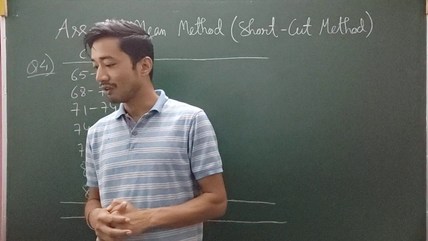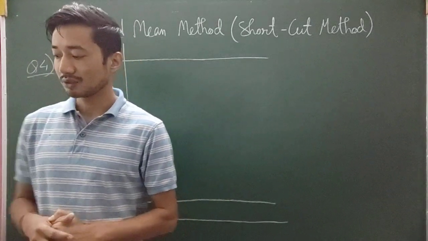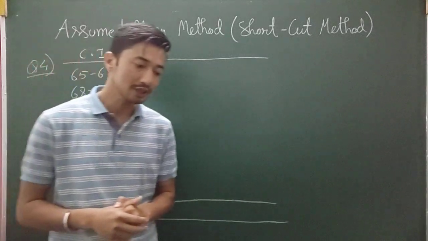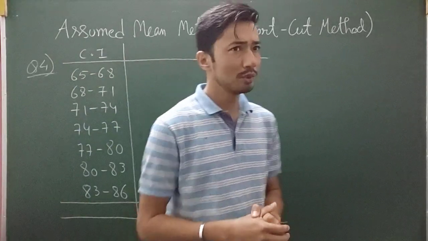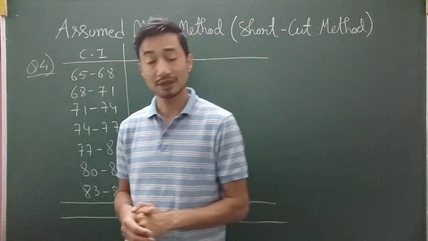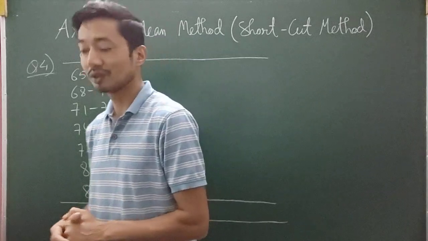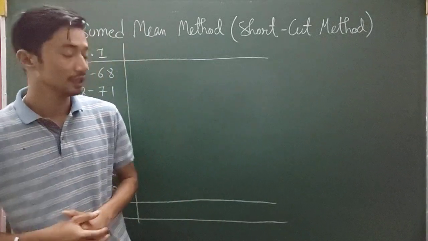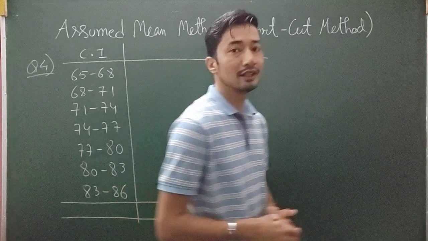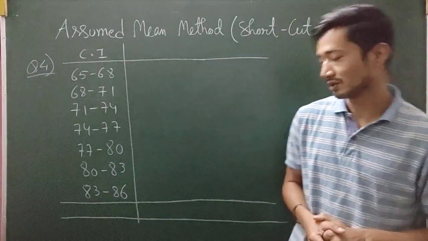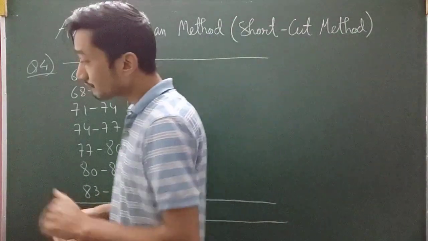Alright, so I guess you're all ready. We will start with question number 4. You can all get your notebook, copy, pen, paper, and textbook ready, and write down the heading there: assumed mean method, also known as the shortcut method.